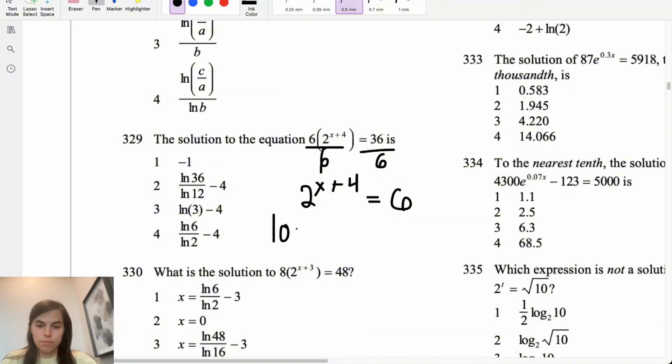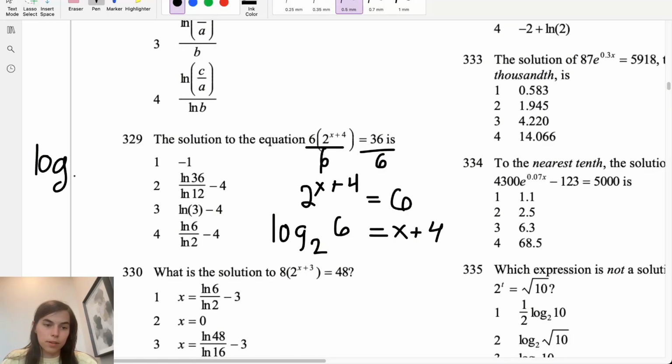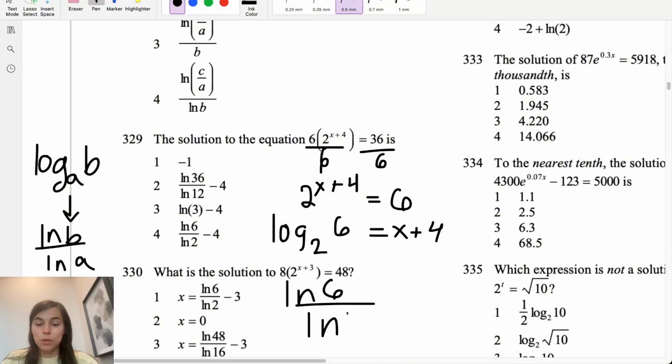Let's put it into log form. Log base 2 of 6 equals x plus 4. Now typically from here we would just say, okay, now subtract 4 and we're done. But there's no log base 2 of 6 over here. Then what comes into play is this rule right here that says log base a of b is the same as ln of b over ln of a. So this log base 2 of 6 really just turns into ln of 6 over ln of 2, and then we're still subtracting 4 from both sides, so minus 4, which is answer choice 4.